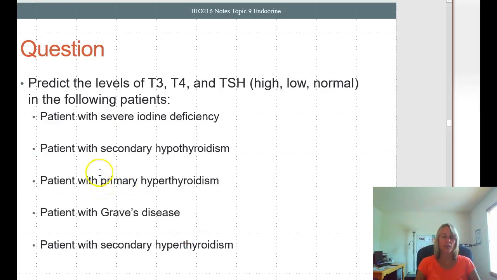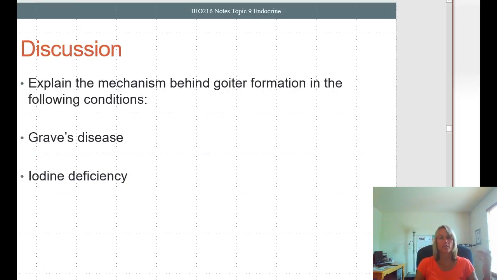Also remember, primary is due to a deficit or too much hormone from the target organ, in this case the thyroid gland. And with secondary, it would be due to a problem with the anterior pituitary. Okay, and then for this discussion, I want to make sure that you can understand why you would see a goiter in Graves' disease, which is a hyperthyroid condition, and iodine deficiency, which results in a hypothyroid condition. Make sure you can explain both of those.